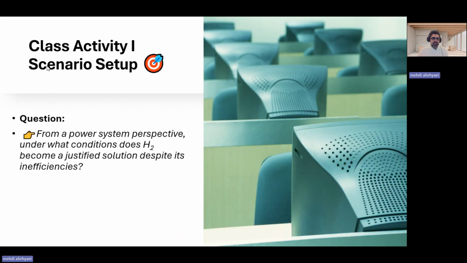And also we take a look at the class activity scenario setup from the power system perspective. Under what condition does H2 become a justified solution despite its inherent inefficiency? In which condition do we prefer H2, for example, to the battery energy storage? We explain it and answer this question.